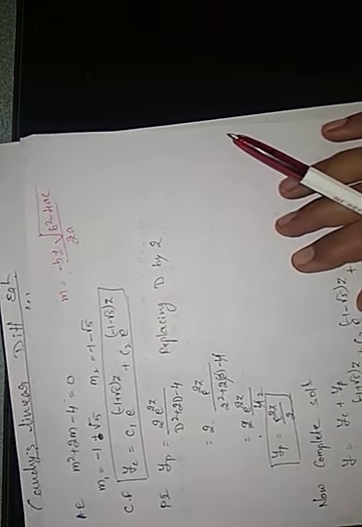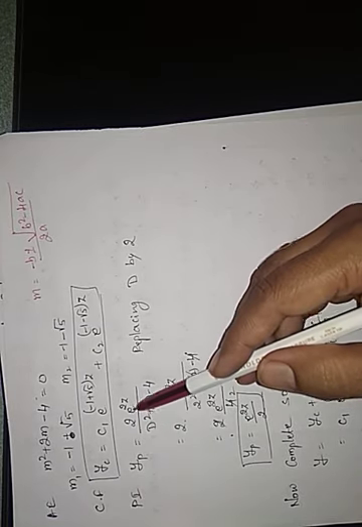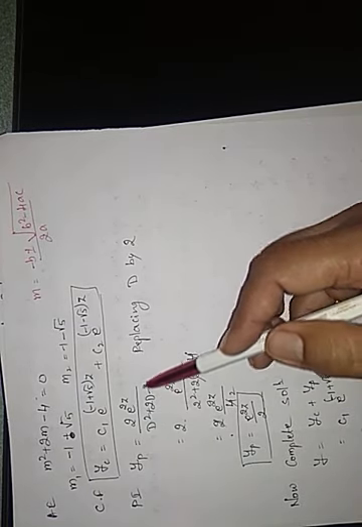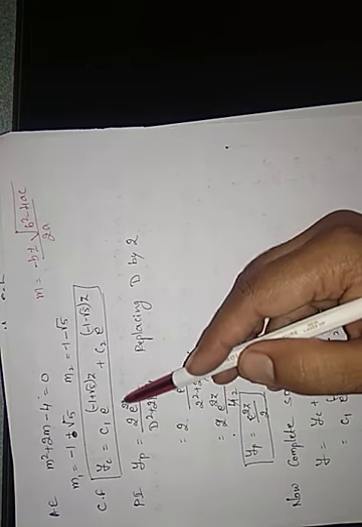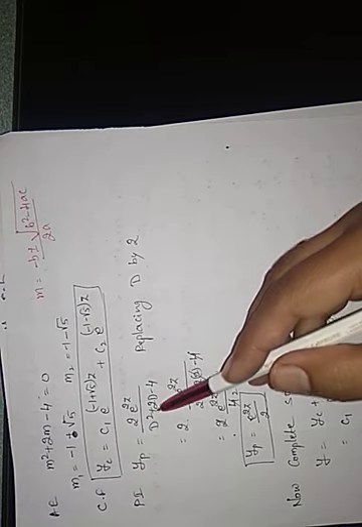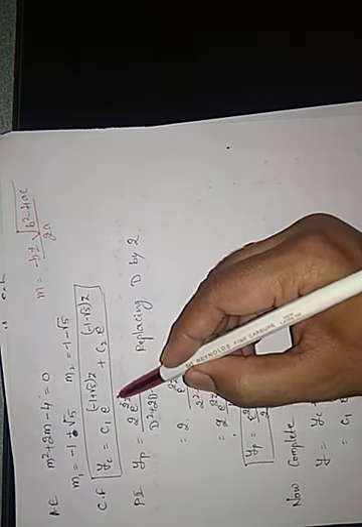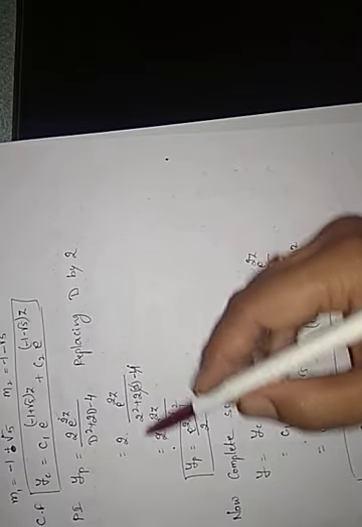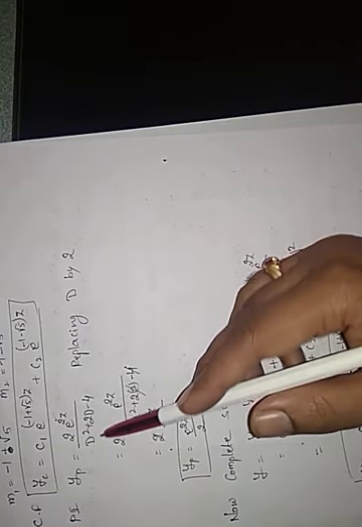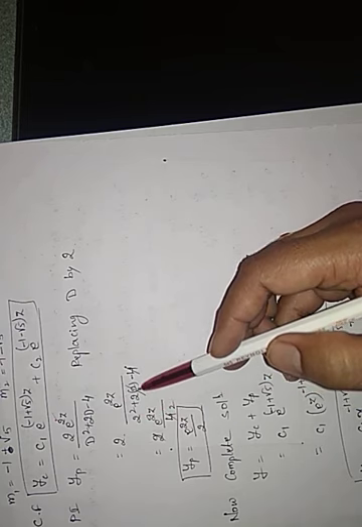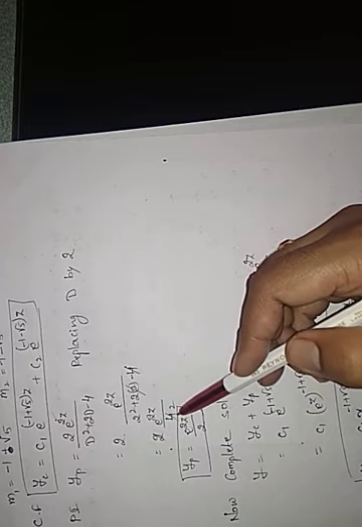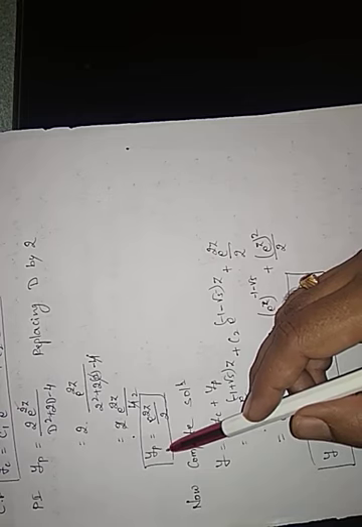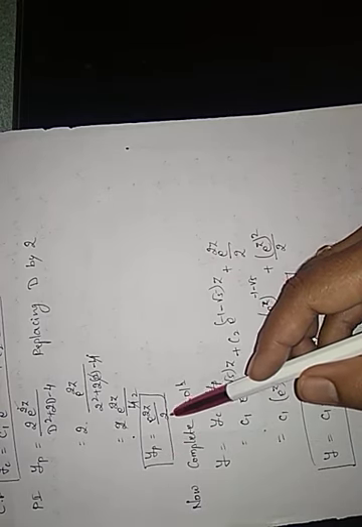Next, the particular integral: 2 into e to the power 2z divided by f of D, D square plus 2D minus 4. And we know that it is type 1, e to the power 2z. Therefore, replacing D by this coefficient 2, we'll get 2 into e to the power 2z divided by 2 square plus 2 into 2 minus 4. Therefore 4 plus 4 minus 4 is 4. 2 into e to the power 2z divided by 4, 2 by 4 is 1 by 2. Therefore our particular integral will become e to the power 2z divided by 2.